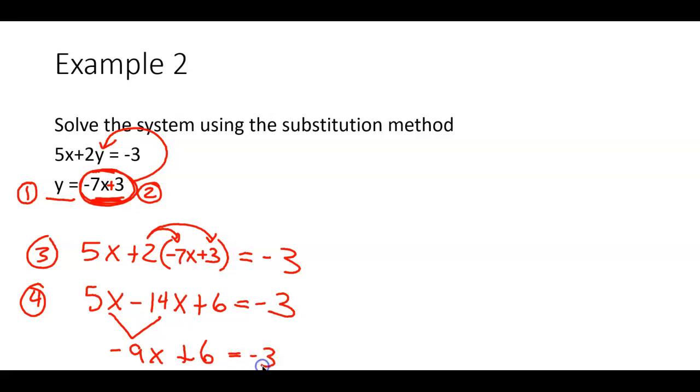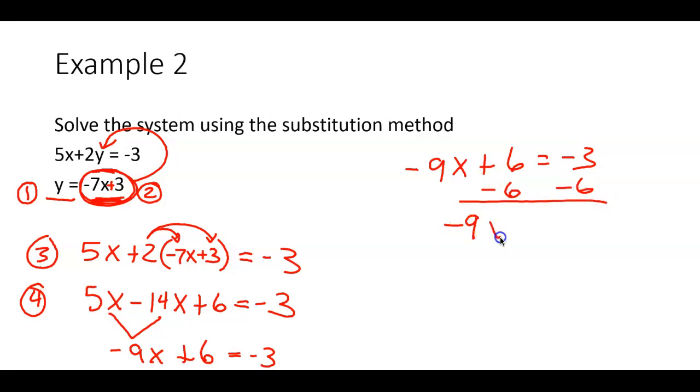Okay, I'm out of space, so I'm going to continue over here. I've got -9x plus 6 equals -3. All right, what's the next step? Subtract the 6 from the -3, so go ahead and do that. What do we get? -9x equals -9.